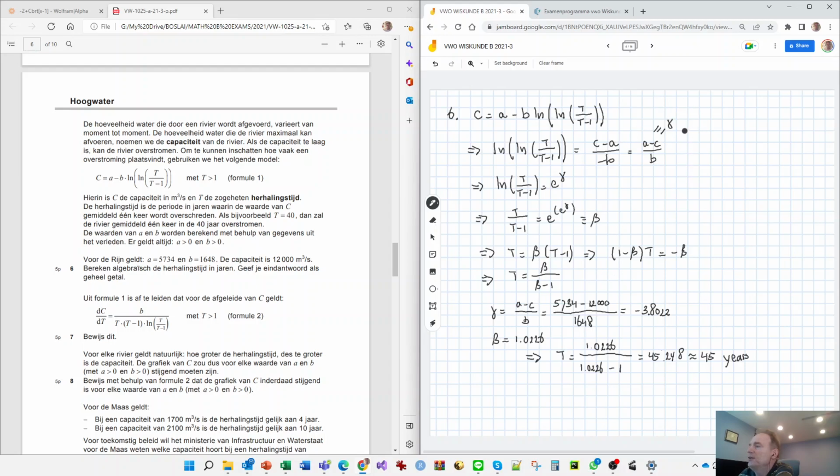So what is our gamma here? Because in order to get beta I need gamma. I find minus 3.8 something. Put that into this fraction here. Then you get, just substitute it. Do on your calculator e to the power e of this number. Then you get 1.0226. Substitute it and then round it to a whole number, then you get 45 years.